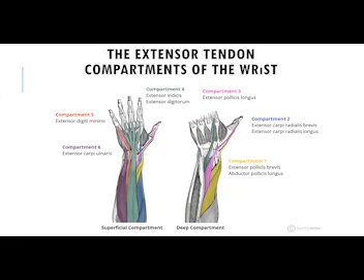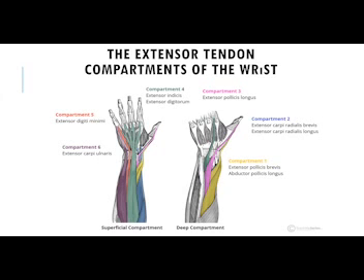First compartment. The first extensor compartment is located on the lateral, that means radial, aspect of the wrist. It transmits 2 tendons: extensor pollicis brevis and abductor pollicis longus. Compartment 2. The second extensor compartment contains the tendons of the extensor carpi radialis longus and extensor carpi radialis brevis. Compartment 3 conducts the extensor pollicis longus tendon. This forms the medial border of the anatomical snuffbox.